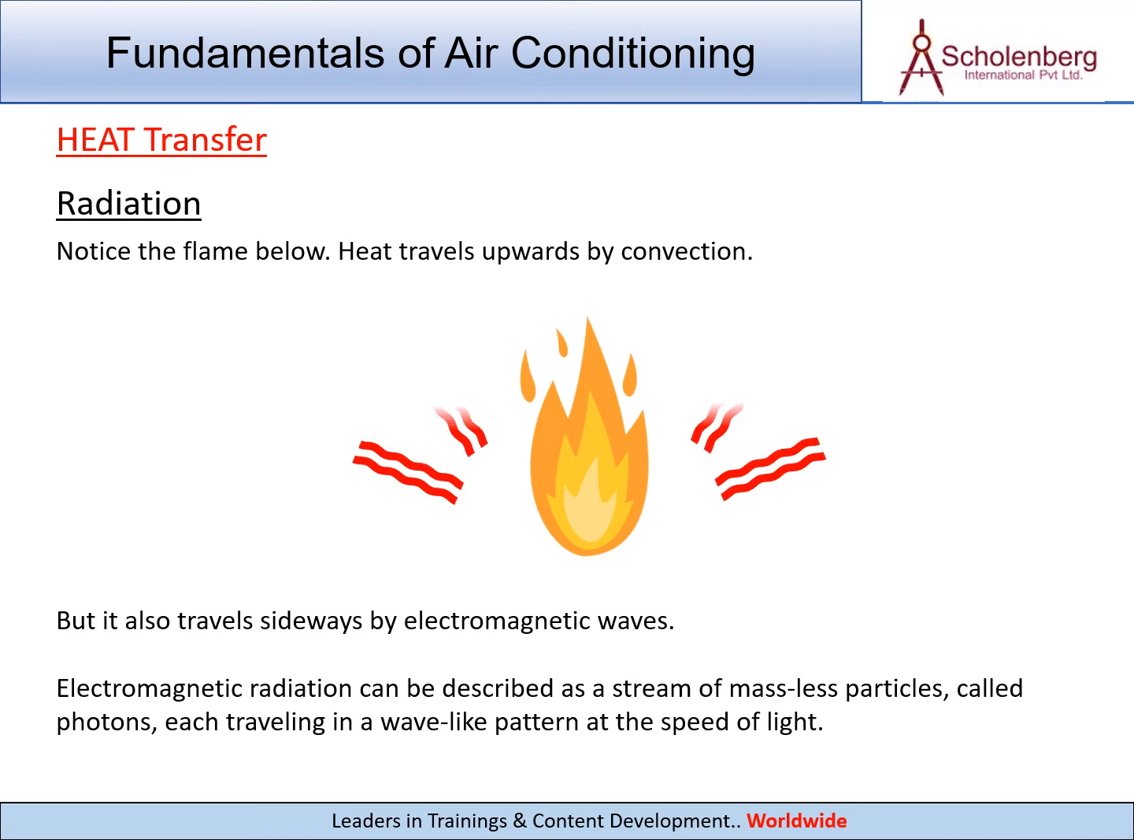Radiation. Notice the flame below. Heat travels upwards by convection. But it also travels sideways by electromagnetic waves. Electromagnetic radiation can be described as a stream of massless particles, called photons, each traveling in a wave-like pattern at the speed of light.